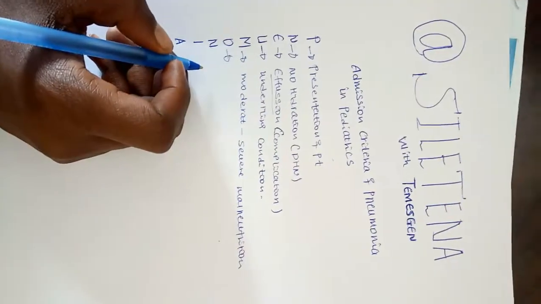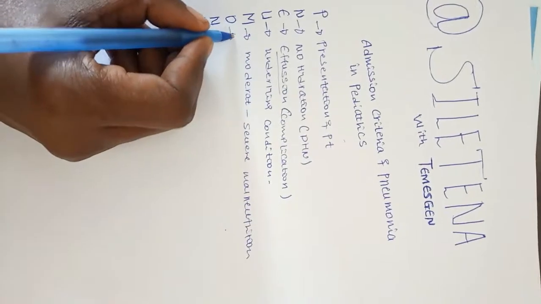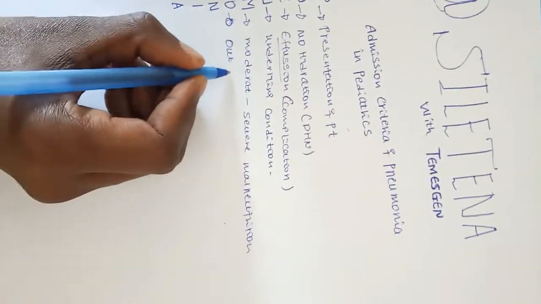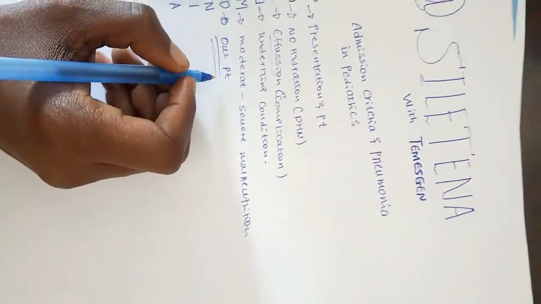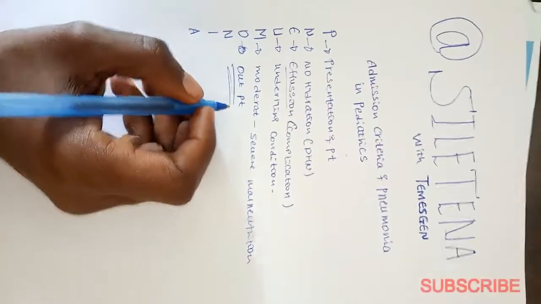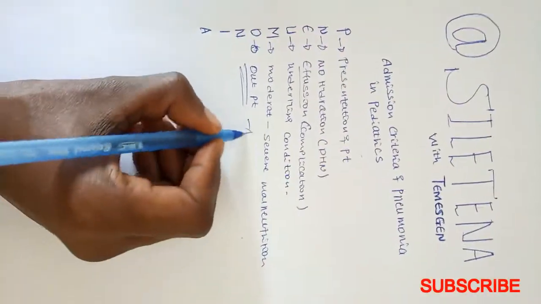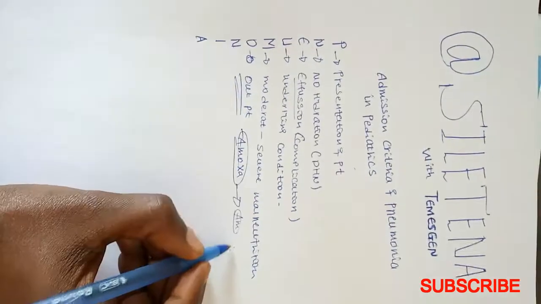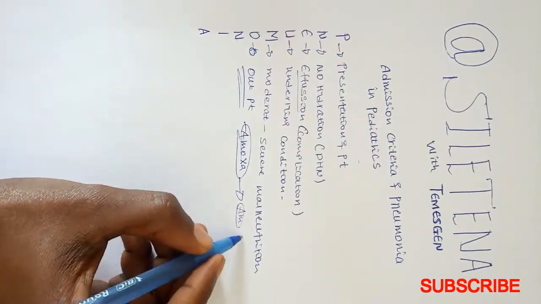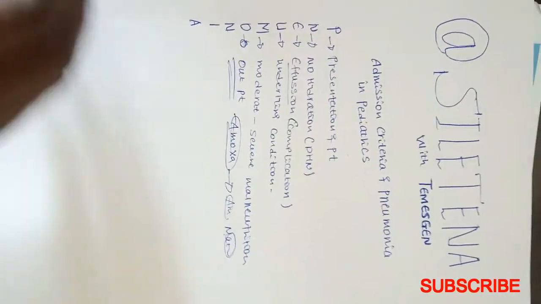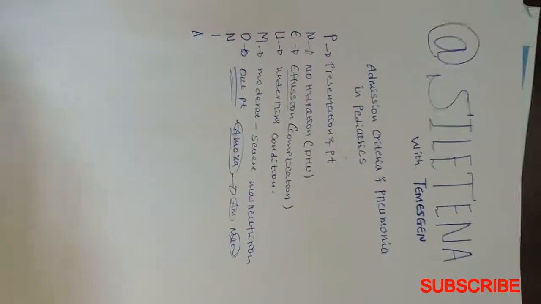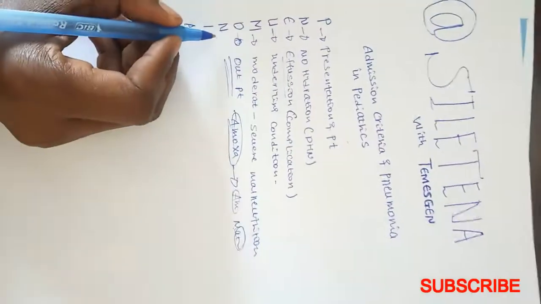O means outpatient, which stands for if the patient is not responding to outpatient therapy, for example amoxicillin according to the national guideline. So we have to admit the patient who is not responding to the outpatient treatment.